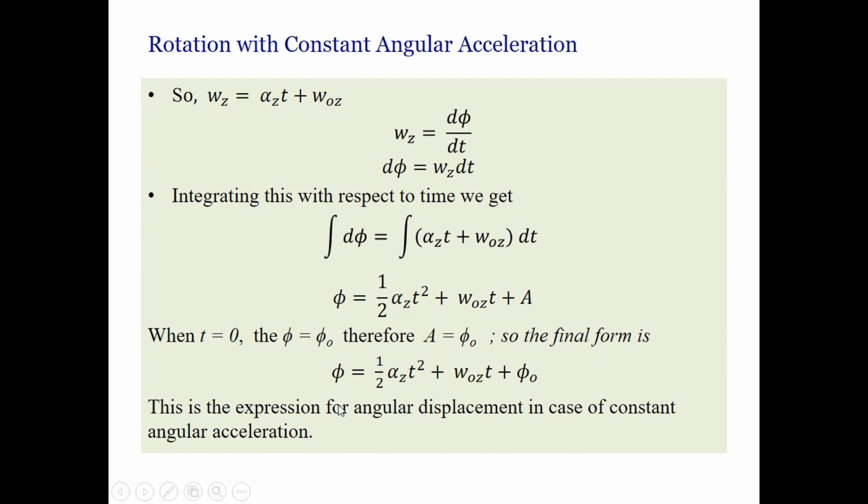The final form I read is half αt squared plus ωt plus φ, all for the z. This expression of the angular displacement is very similar to what we have already seen for the linear displacement, where we have used the x coordinates, or s equal to half at squared plus initial velocity times t, plus the initial displacement value x0, or s0.